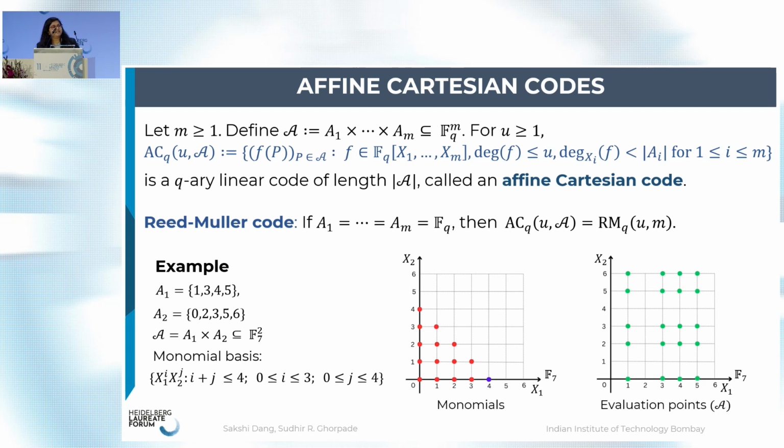For knowledge, we can just say that binary Reed-Muller codes were used by NASA for the Mariner satellite to transmit images of Mars back to Earth. As an example, we choose two subsets, A1 and A2, and take their Cartesian product represented by green dots on the graph, and we take monomials represented by red dots. We evaluate a monomial at a bunch of points, make some row vectors, and take the subspace generated by them. That is what affine Cartesian codes are.